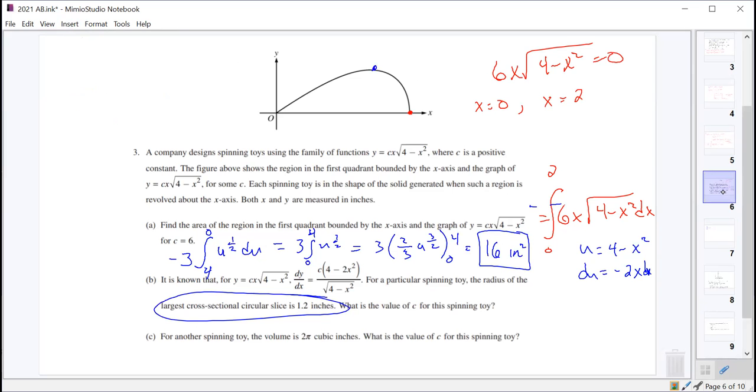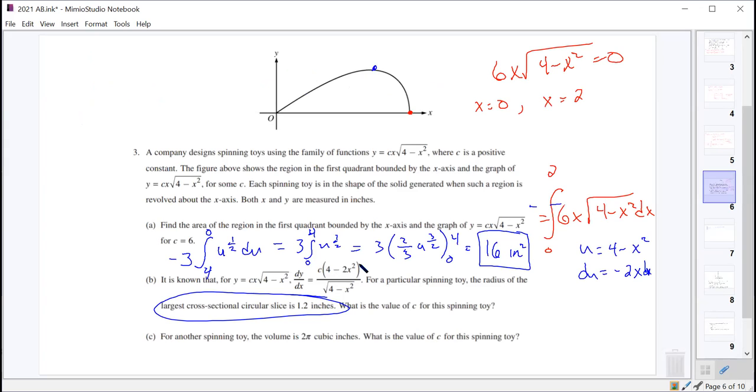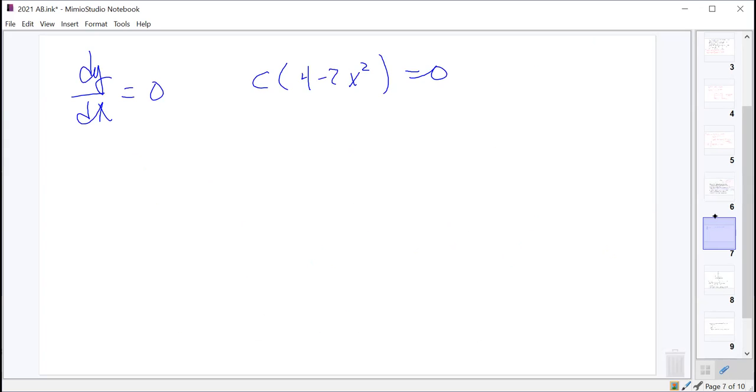Well, that is when c times (4 minus 2x squared) is equal to 0. What value of x makes that true? When x is the square root of 2, positive or negative, but we're really only talking about positive. So we know that it's at a max when x is equal to the square root of 2.